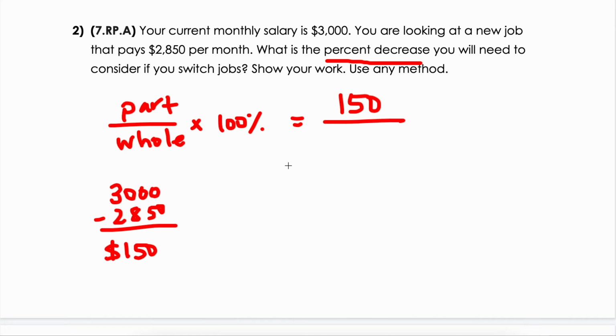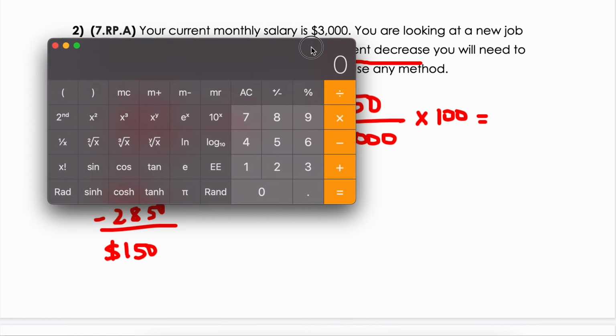150. And you want to divide it out of the whole, so you've got to figure out which salary you need to divide it from. So it's actually going to be the original amount, the 3,000, because it is decreasing from that amount to get to the new amount. So that's why you divide by the original amount, then take that answer and multiply by 100 to change it into a percent.